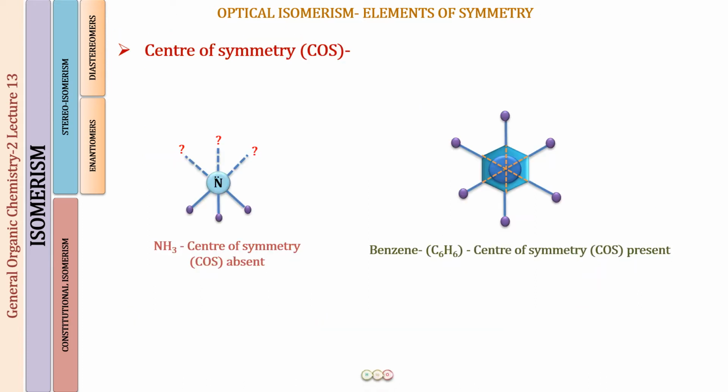So let us look at the next molecule. I have the NH3 molecule and I have the benzene molecule, C6H6. In NH3, what you can see is the nitrogen. If I move in a certain direction, I will find a hydrogen atom, but in the opposite direction, if I move the same distance, I will not find any hydrogen atom. Similarly, hydrogen atom this side, opposite direction no hydrogen, hydrogen atom this side, no hydrogen. So in the ammonia molecule, there is no center of symmetry present.